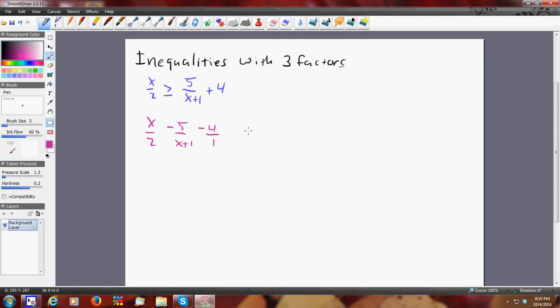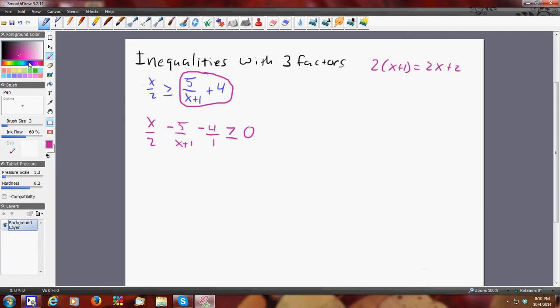Anyway, what I'm doing here is I'm gonna move everything from the right hand side over to the left hand side, and I'm doing that by subtraction. Yeah, there we go, I'm moving everything over. Now I'm subtracting it. My inequality sign stays the same because I am subtracting, not dividing. Now, the other thing I want you to notice is I'm going to get a common denominator, and my common denominator is going to be 2 times x plus 1 or 2x plus 2. It doesn't really make a difference.